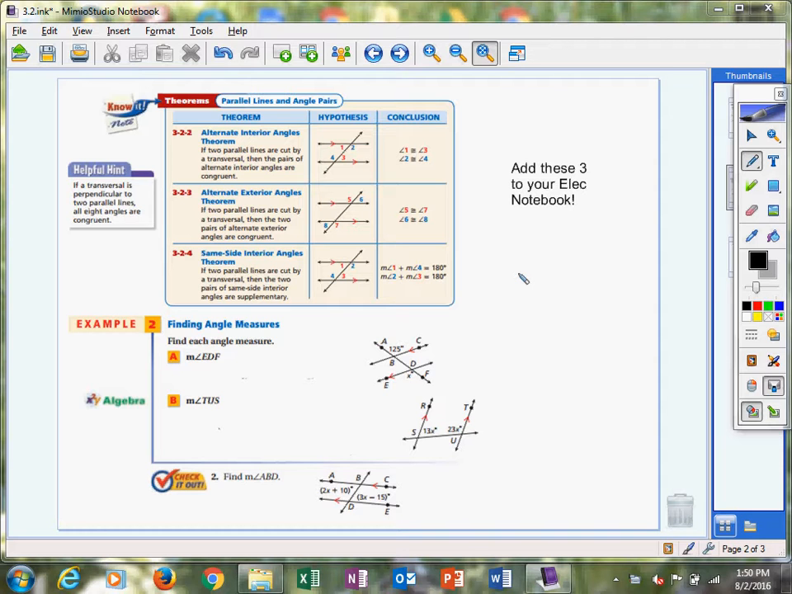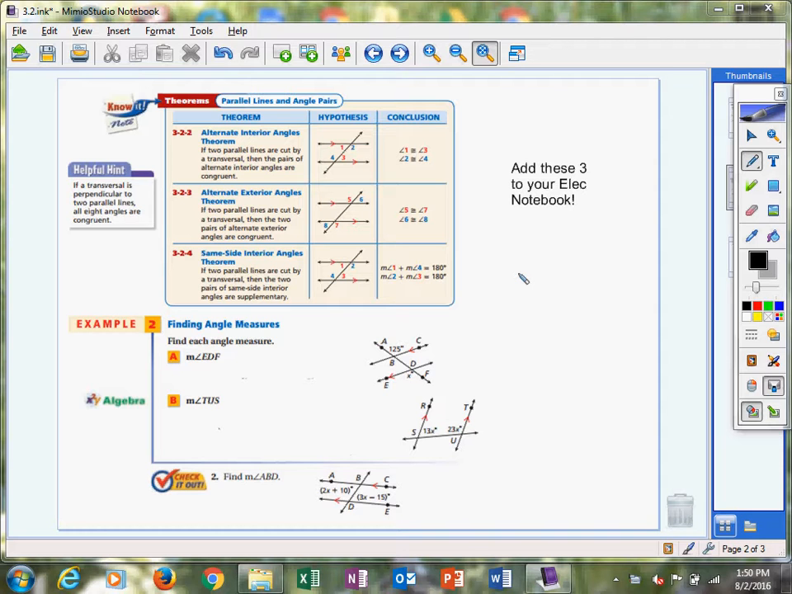Alternate interior angles. This is interesting because when you have parallel lines cut by a transversal, your alternate interior angles are going to be equal. Same thing's true for your alternate exterior angles. They're going to be equal. Now your same side, they're not equal, but they're supplementary, which means the sum of them will equal 180 degrees.